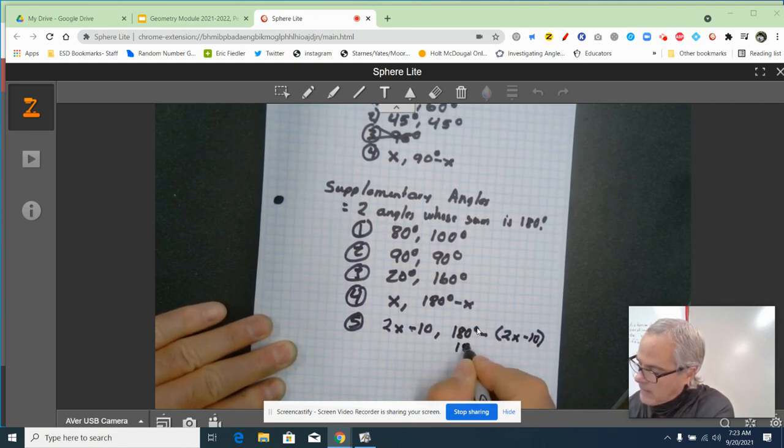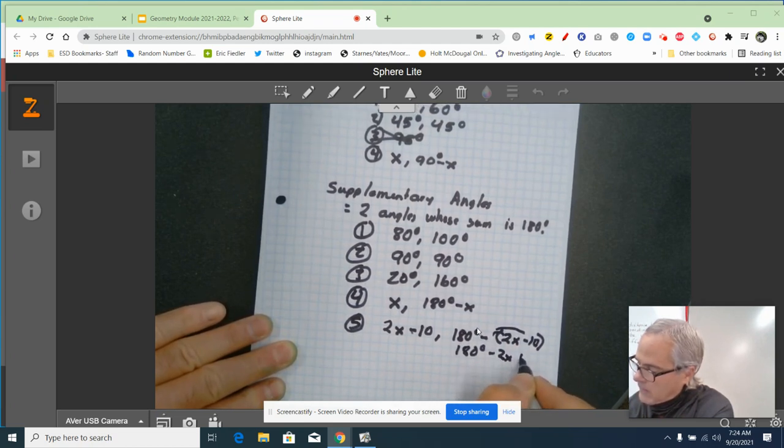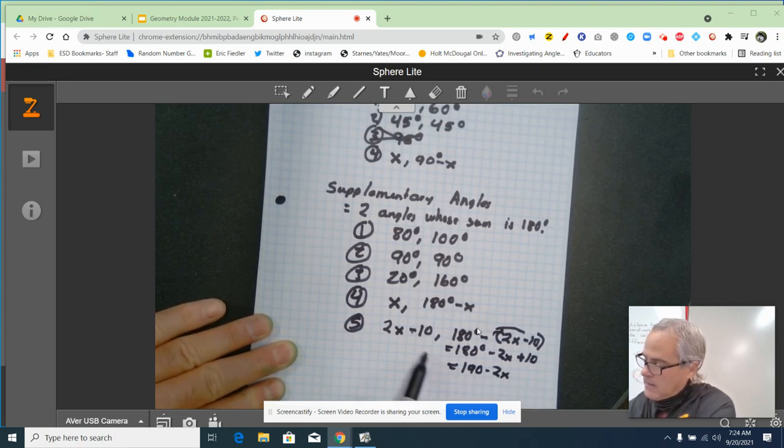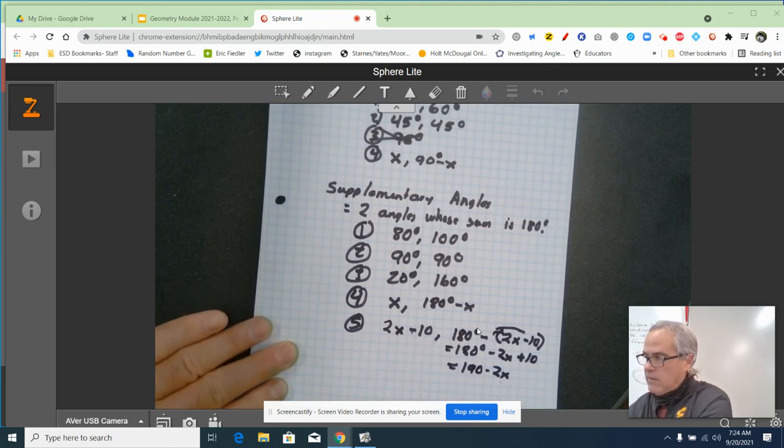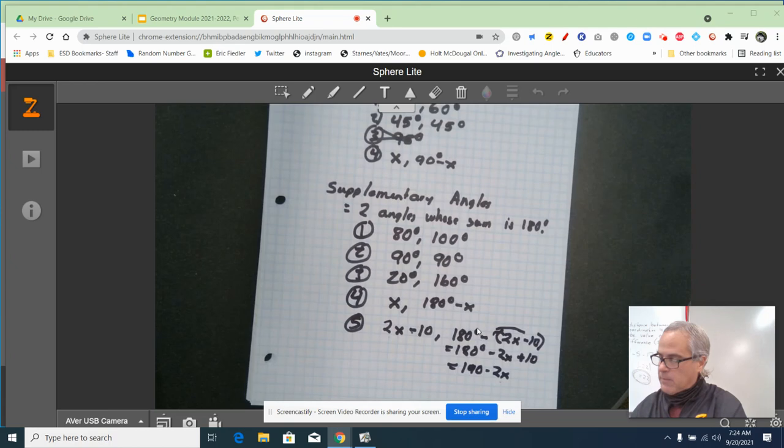So then I get 180, and I'm going to distribute that minus sign. I get a negative 2x and a plus 10. Combine like terms: 180 plus 10 is 190 minus 2x. And all these you can check by adding them together. Add these together in your head. 2x minus 2x is 0, negative 10 plus 190 is 180. So there's a very complicated one.